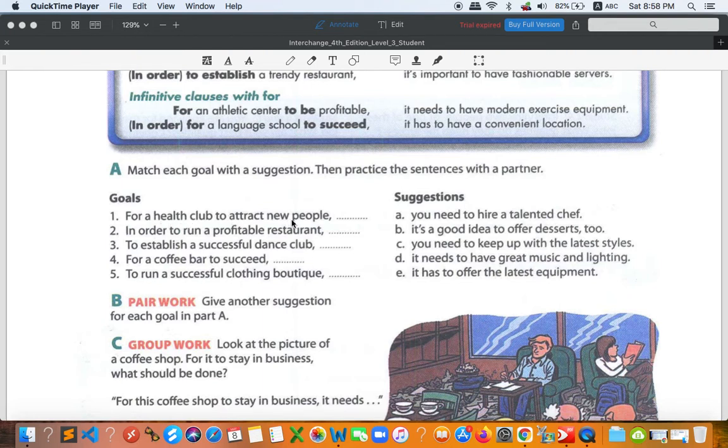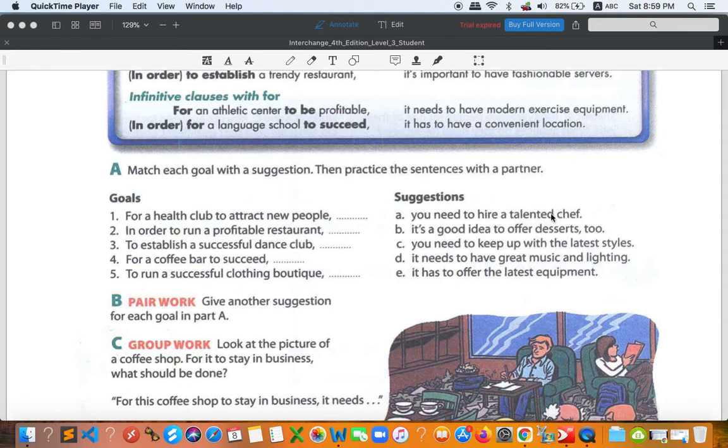For a health club to attract new people. Health club, just like the fitness center. In order to run a profitable restaurant, it's related to restaurant. To establish a successful dance club. If you want to open or run a dancing club business, then you can try to find out some ideas right here. For a coffee bar to succeed, to run a successful clothing boutique, that's a clothing shop, a small shop. Suggestions. A, you need to hire a talented chef.